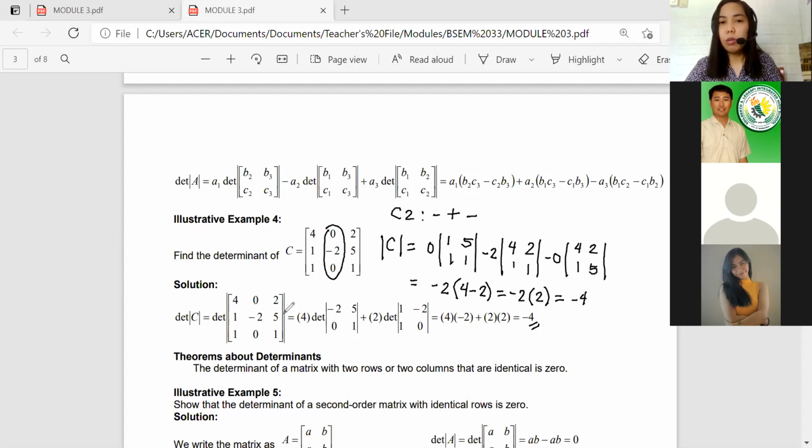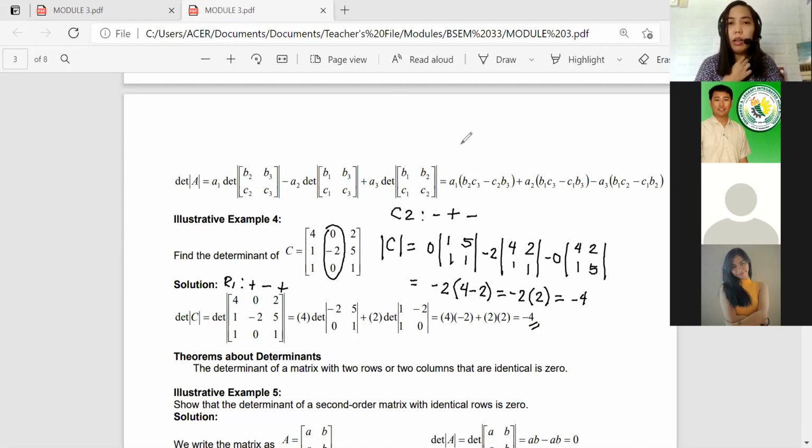So again, dito sa module, ang pinili ko ay row 1. The sign for row 1 is positive, negative, positive. Okay? Positive, 0 naman yung pangalawa. So that's negative. So hindi ko na nilagay. And then positive again for this. Row 1, column 3. Kaya siya positive 2. Okay? Tapos yung matitirang 2 by 2. Okay, so that's one of the methods that we can use.